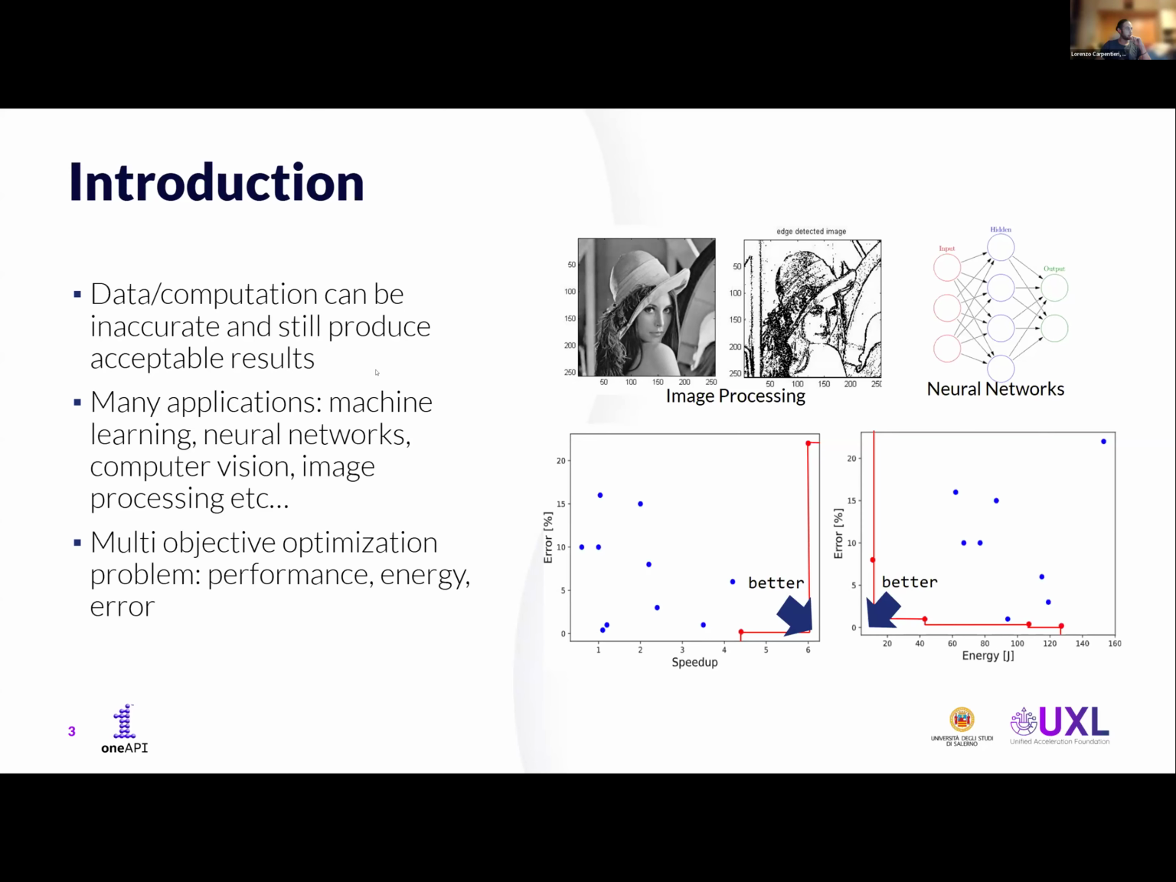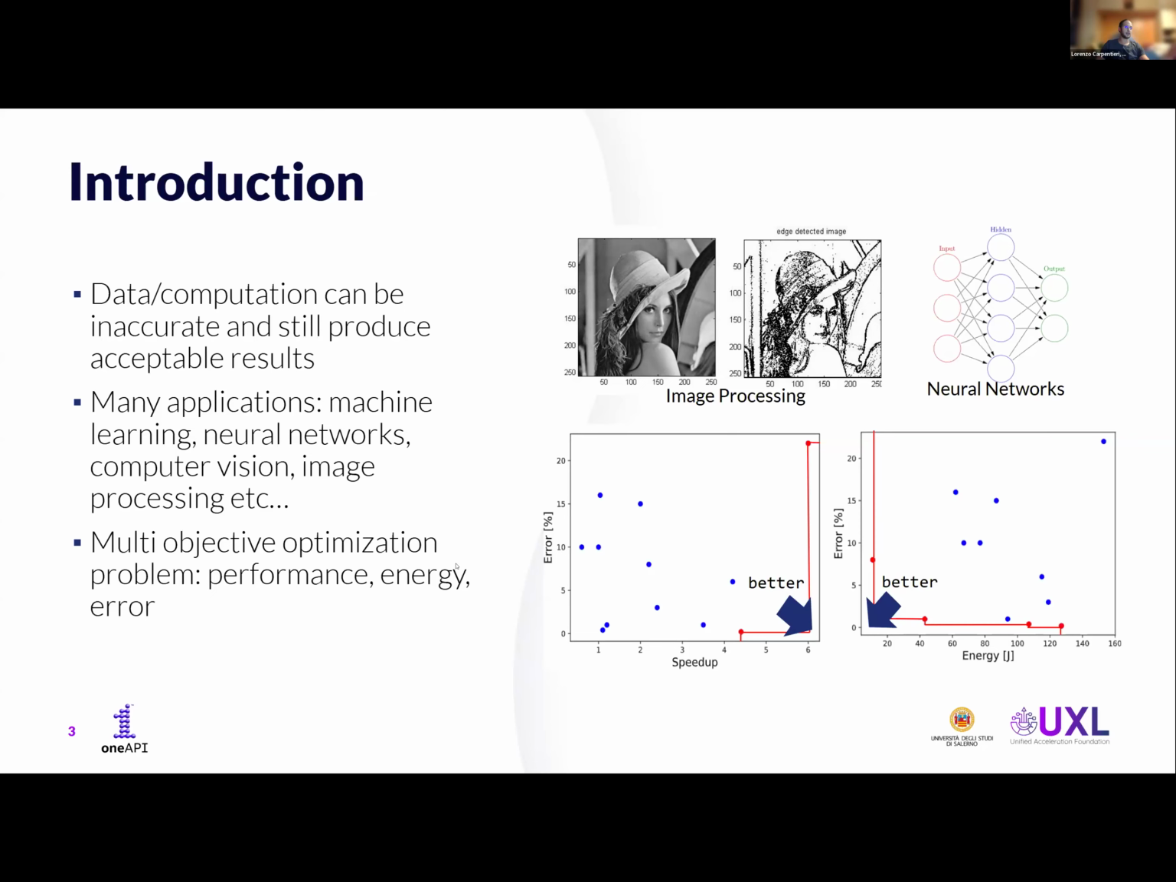And this happens, for example, in domains like machine learning, neural networks, image processing, and also in general in computer vision. And when we talk about approximate computing, we always have to think of a multi-objective problem where we want to optimize the performance, but at the same time, we want to have a very small error. Because when we apply an approximate computing technique, we are also introducing an error inside the application. So we want to minimize the error and maximize the speedup of our approximation.